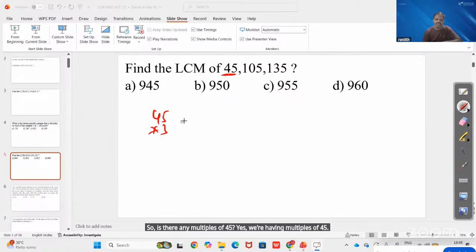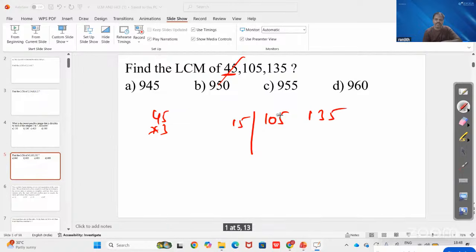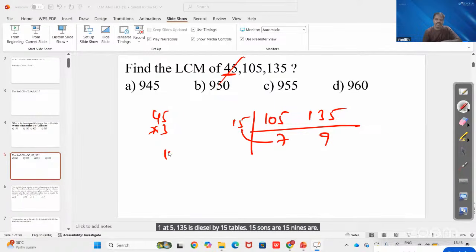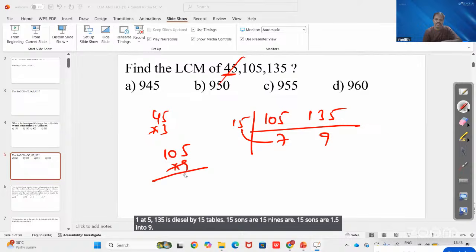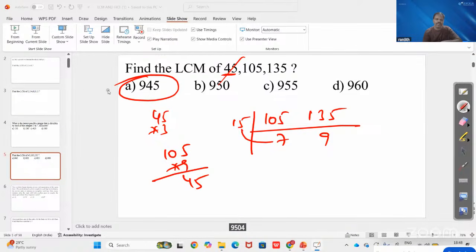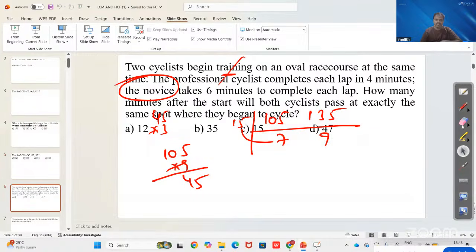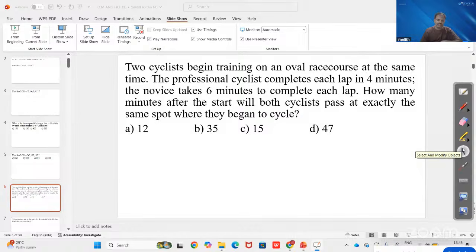45 into 3, 135. It is eliminated. And the next will be 105, 135. 135 is divisible by 15 table. 15 sevens are 105, into 9. 9 fives are 45. So the answer will be equal to 945 will be the answer. Next, what is the answer?